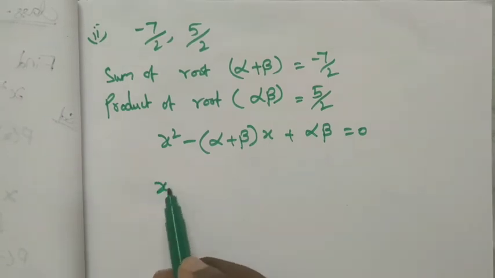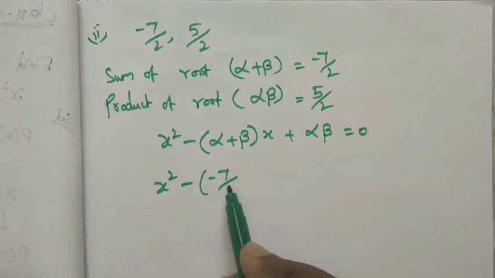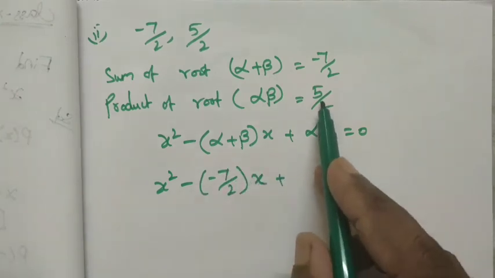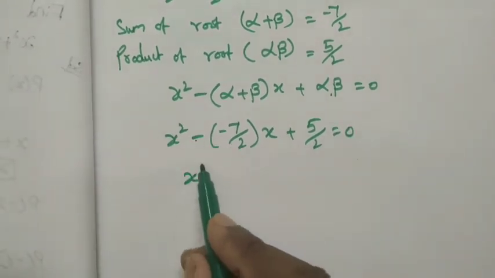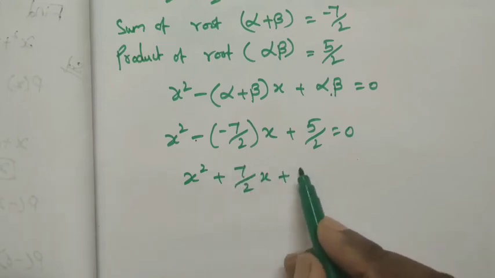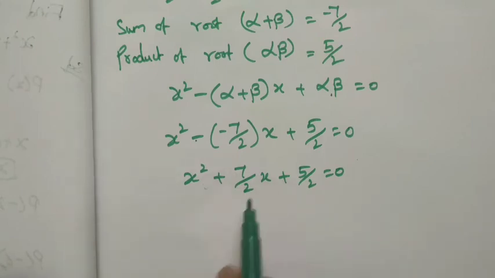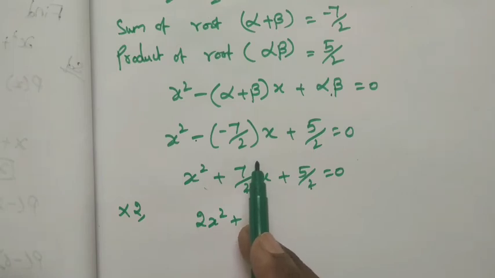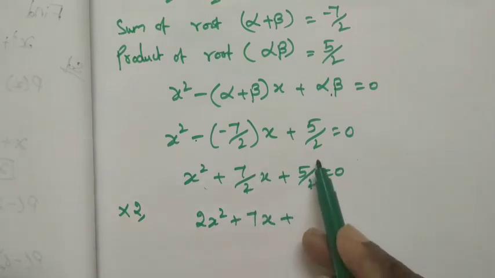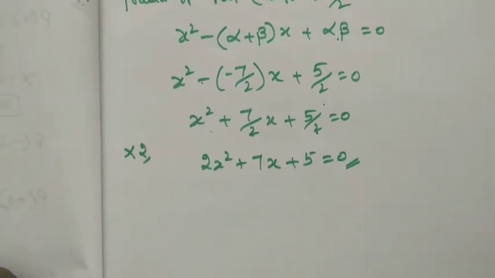Right? Here x square, what is the sum of the roots? Alpha plus beta is equal to minus 7 by 2. So inside the bracket, minus 7 by 2 into x. The product of the roots is 5 by 2. Next step, minus into minus plus 7 by 2 into x plus 5 by 2 equal to 0. Either you can leave it here itself or you can take the LCM. The denominator is 2, so multiply by 2 and we get 2x square plus 7x plus 5 equal to 0. So this is the required quadratic equation.